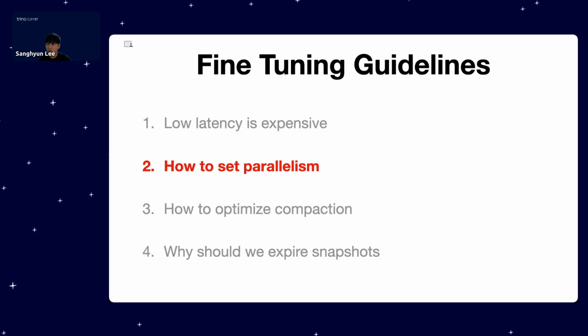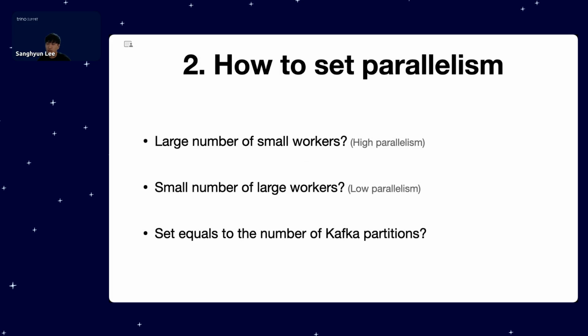Let's talk about the second topic, how to set parallelism. Given the same amount of resources, how many workers should we use? Should we use a large number of workers and give each worker fewer resources? Or should we use a small number of workers and give each worker more resources? Ideally, it would be most efficient if you set the number of workers equal to the number of Kafka partitions. But what if there are thousands of Kafka partitions?